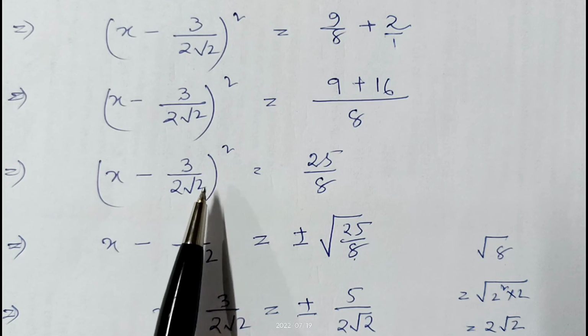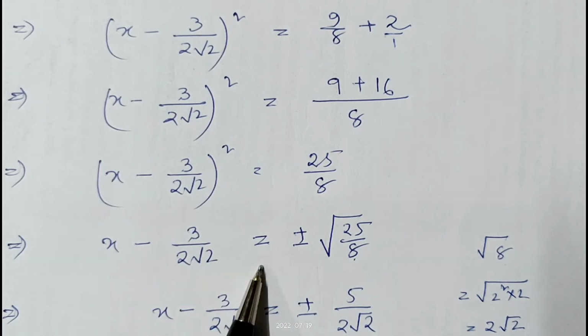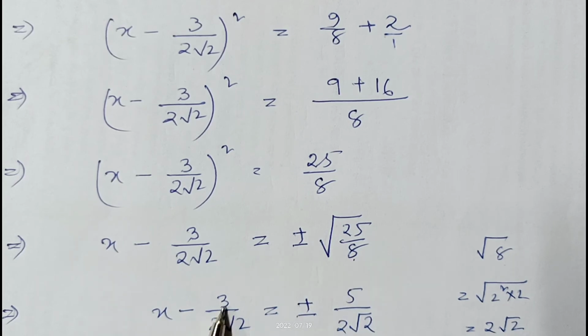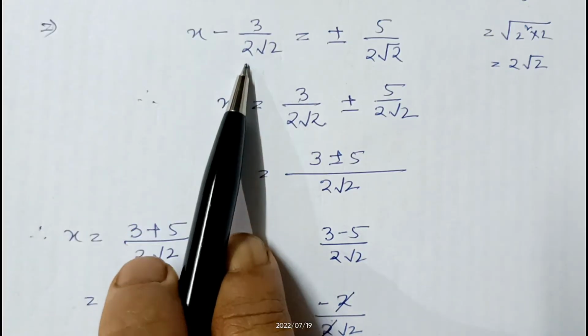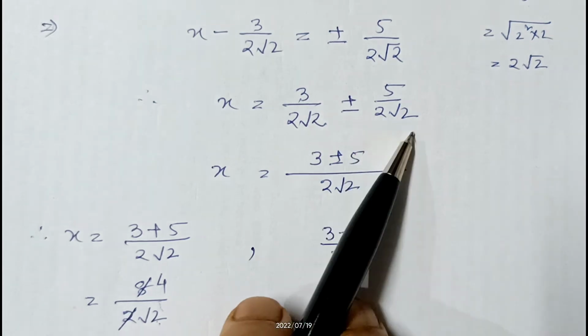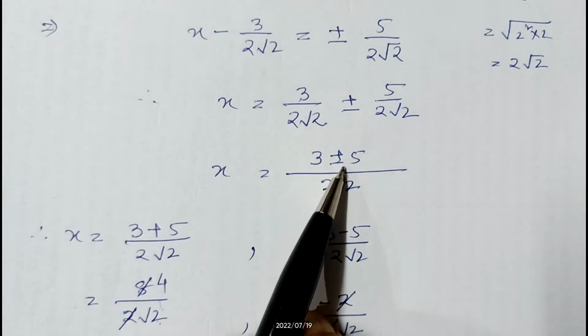To remove the square, we have to take square root on both sides. Then it will be x minus 3 by 2 root 2 equals to plus minus root over 25 by 8. So x minus 3 by 2 root 2 equals to plus minus root over 25 is 5, and root over 8 can be written as 2 root 2. If I transfer 3 by 2 root 2 to the other side, x will be 3 by 2 root 2 plus minus 5 by 2 root 2. So 2 root 2 is the LCM. It will be 3 plus minus 5.